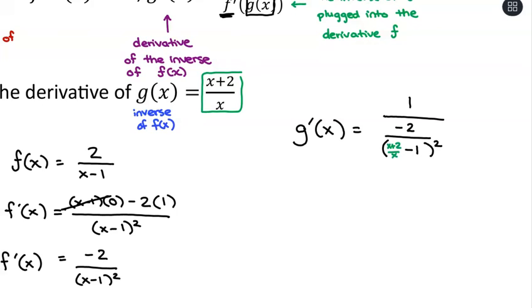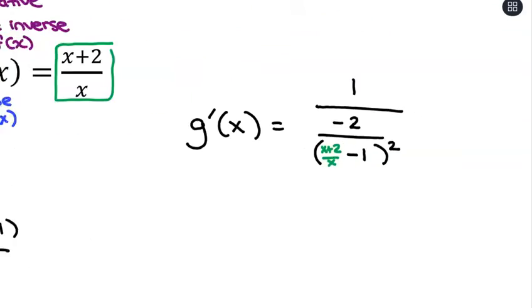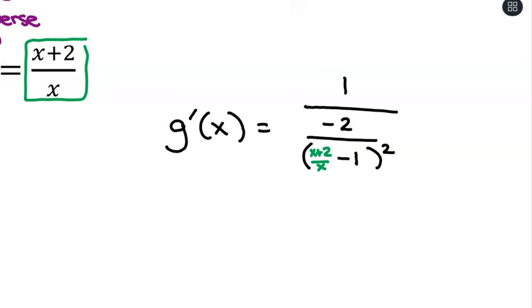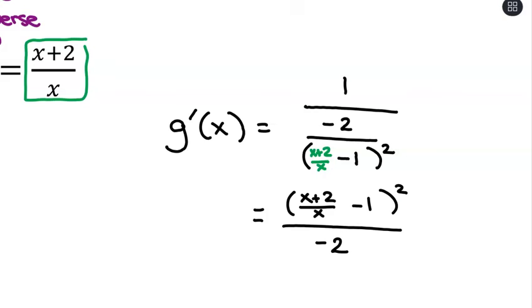And now we do some algebra. Let's rearrange things so that it's not complex anymore. You could think of this as dividing fractions, so we're going to do a keep, change, flip. So it's 1 times the flip of that denominator. All to say we'll end up with ((x plus 2) over x, minus 1) all squared over negative 2.